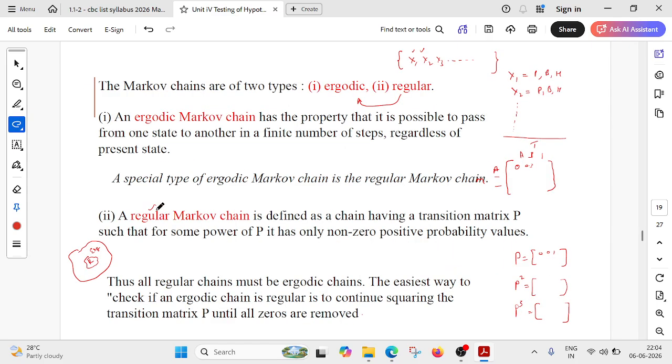Now Markov chains are of 2 types: ergodic and regular. An ergodic Markov chain is one in which it is possible to pass from one state to another state in a finite number of steps, regardless of the present state.